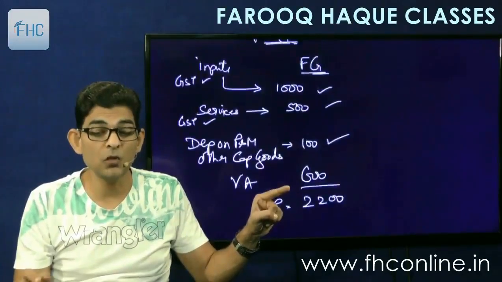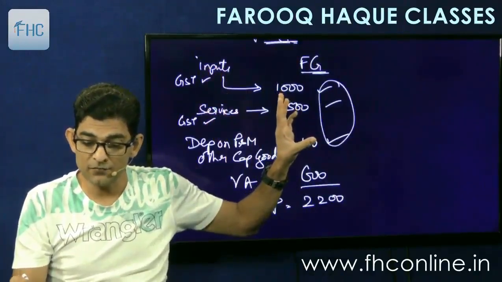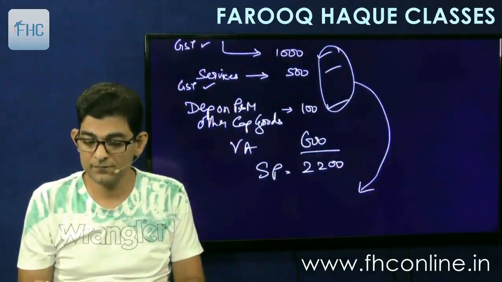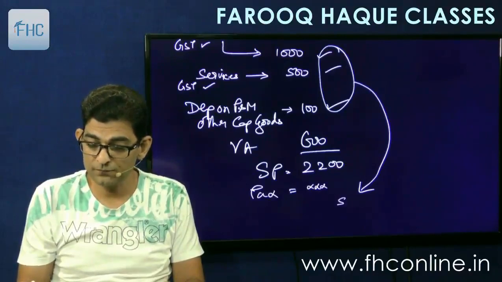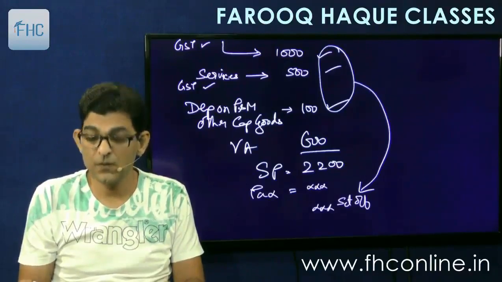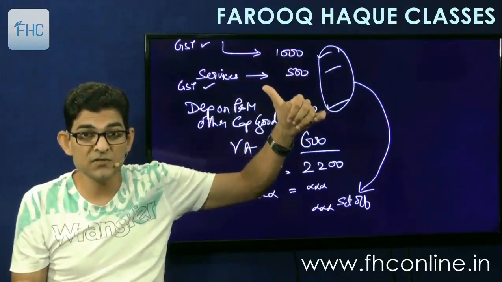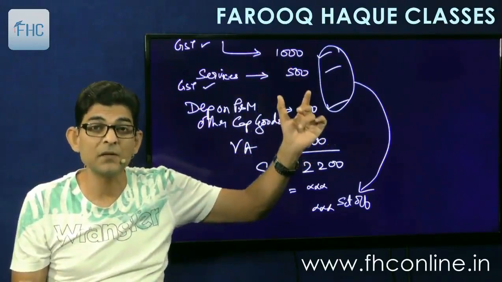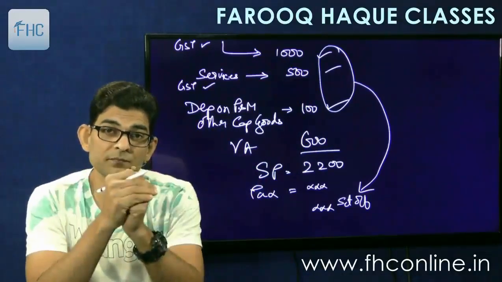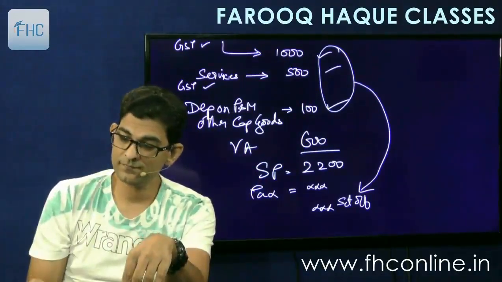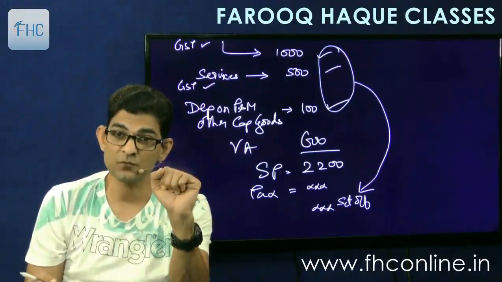So we will allow all these credits. These taxes that have already been paid will be collected and this will be set off. So I will get set off of all these amounts: tax paid on inputs, tax paid on input services, and the tax paid on capital goods. All the three will be allowed to be set off. So that's the logic of capital goods, why it is allowed to be set off.